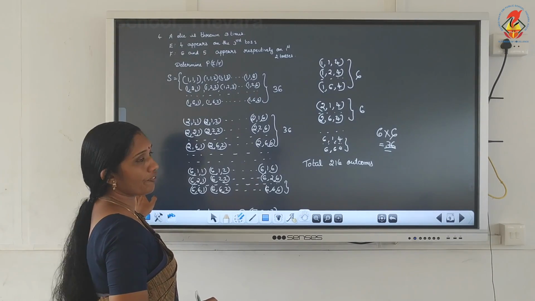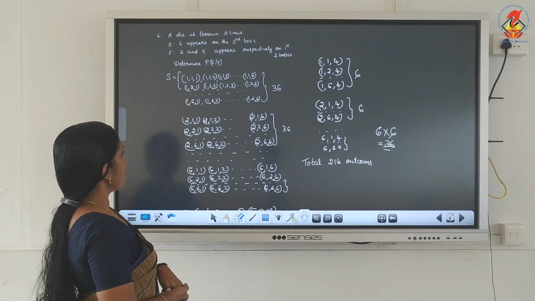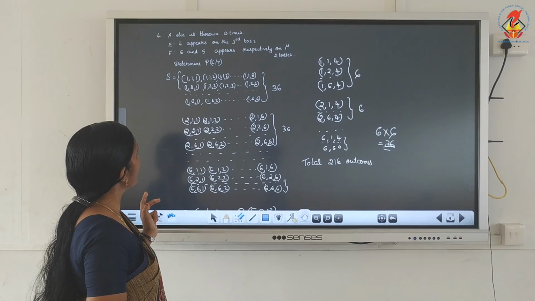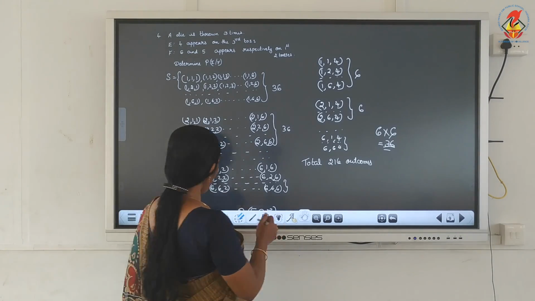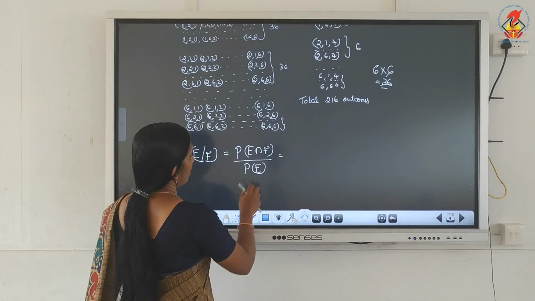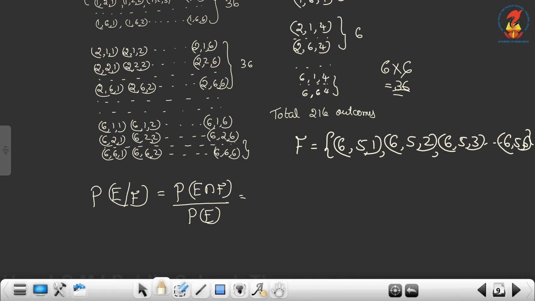Before that, what is F? 6 and 5 appears on the first 2 tosses. So 6 and 5 as first numbers. So which all elements will come? So F means 6 and 5 as the first 2. So 6, 5, 1, 6, 5, 2, 6, 5, 3, like that. The last one 6, 5, 6. Only this much in F.